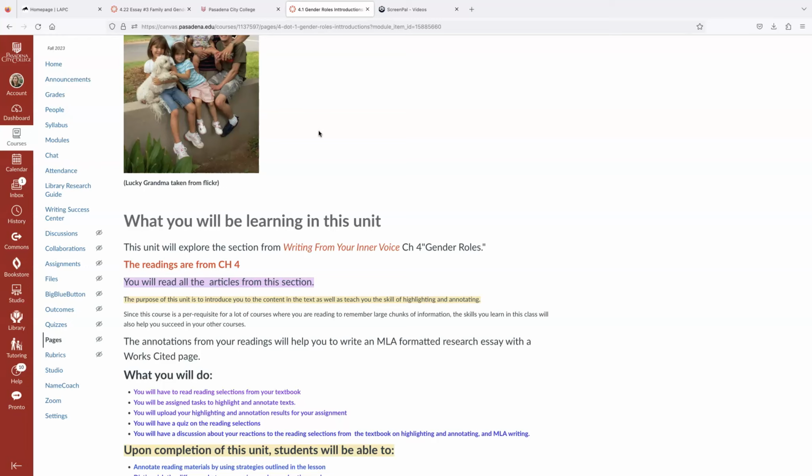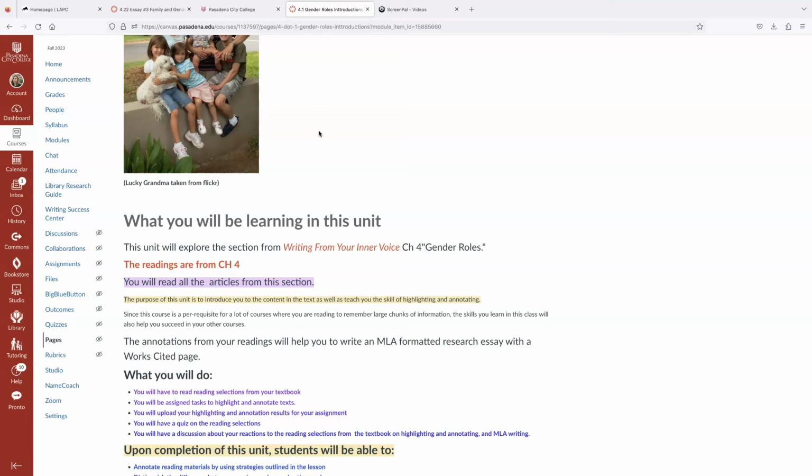And you will read articles from this section, so I'm going to go over those with you. The purpose of this unit is to introduce you to the content in the text as well as teach you the skill of highlighting and annotating. So we're still building these skills of highlighting and annotating, but just on a higher level. Since this course is a prerequisite for a lot of courses where you are reading to remember large chunks of information, the skills you learn in this class will help you succeed in your other courses.